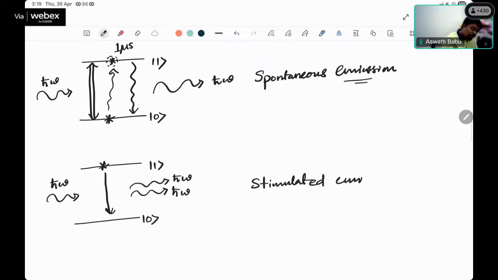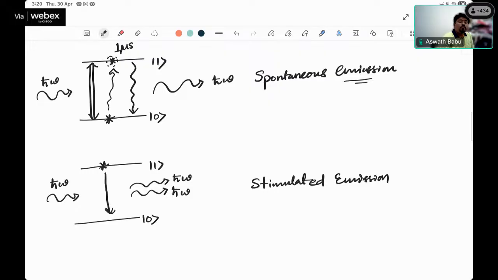Means I had forced the system to emit, means stimulated. Now you see the difference between the previous and the current. The previous one was the electron on its own spontaneously doing it, but this time I had forced it. Now there are a few things I have to emphasize here.